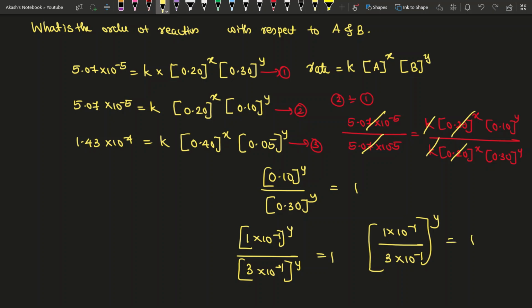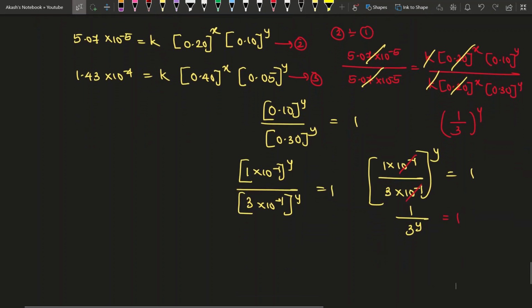So this is equal to 1, or this is equal to 1 by 3 raised to y. 10 raised to minus 1, 10 raised to minus 1 cancels. So we get 1 by 3 whole raised to y. It can be written as 1 by 3 raised to y equal to 1.